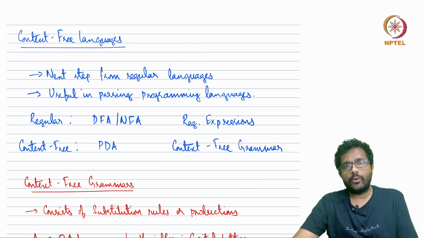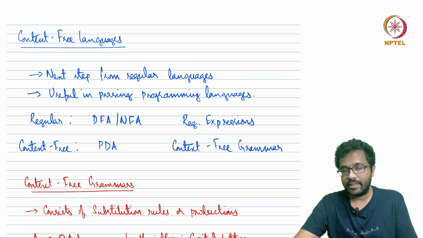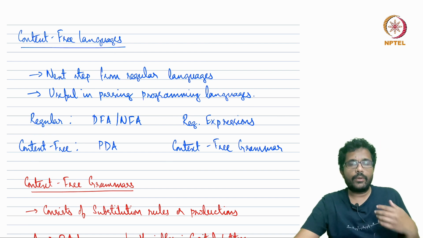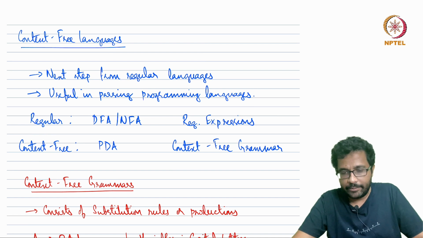So far in the course we have seen regular languages, and how they are represented. We saw DFAs, NFAs, regular expressions. We saw the pumping lemma, which gave us a way to show that languages are not regular. We also saw the Myhill-Nerud theorem.